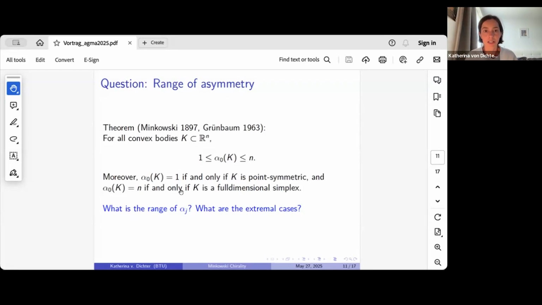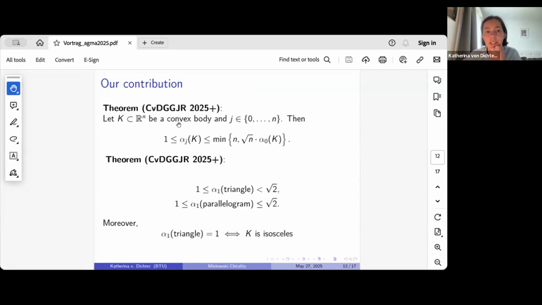So what now about the Minkowski chirality? Can we describe the range of it? What are the extreme cases? We started checking this and we have not found anything in the literature, so we just checked it by ourselves. And these are our results.